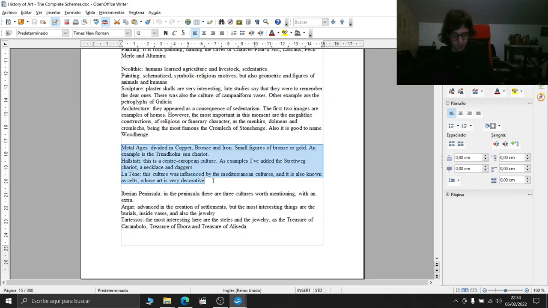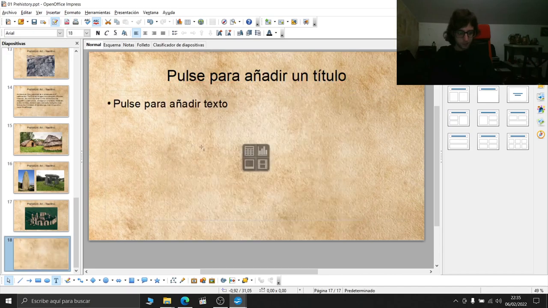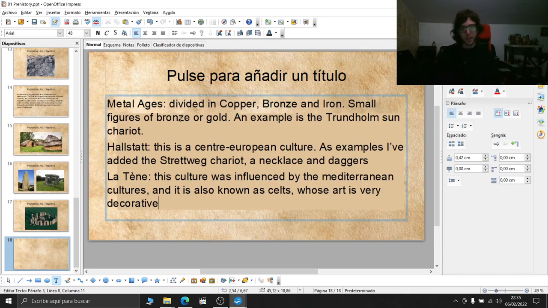Next one, Metal Age. Metal Age divided in copper, bronze, and iron. Small figures of bronze or gold. An example is the Trundholm chariot. Hallstatt, this is the Central European culture. As examples, I've added the Strettweg chariot, a necklace, and daggers. La Tène, this culture was influenced by the Mediterranean cultures and it is also known as Celts, whose art is very decorative.